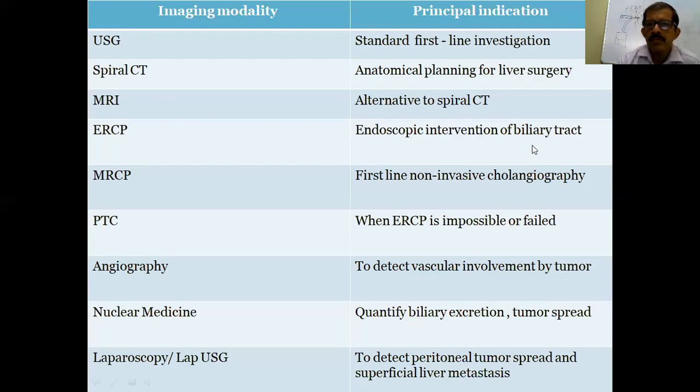Then ERCP is mainly for the biliary tract. Let us not bother much about it. Similarly, MRCP also. Whereas PTC is, as I already told you, for cholangiography and biliary drainage. Angiography is mainly to detect vascular involvement. Nuclear medicine is mainly for tumors, PET scan particularly. Laparoscopy will detect peritoneal and superficial liver mets.